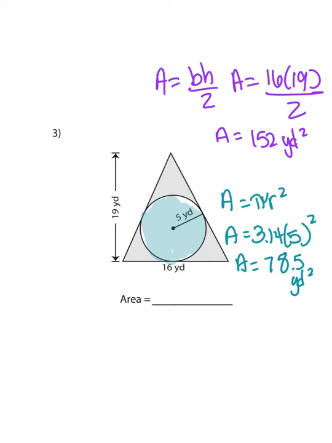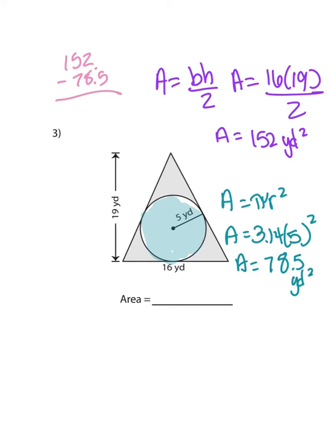So now the question is, what do I do from here? Well, what I was talking about earlier is I've got the area of the triangle, but then I'm taking the circle out of it. So I'm going to subtract 152 minus 78.5. So I'll do 152 minus 78.5.